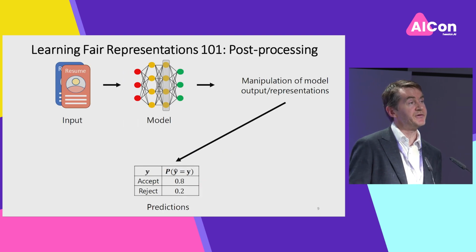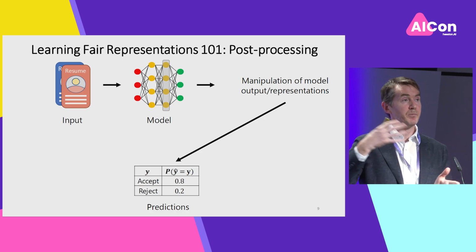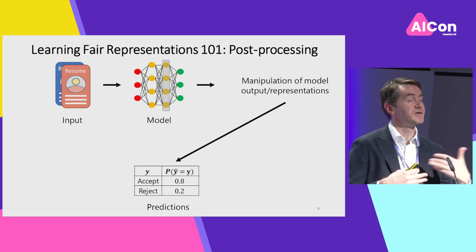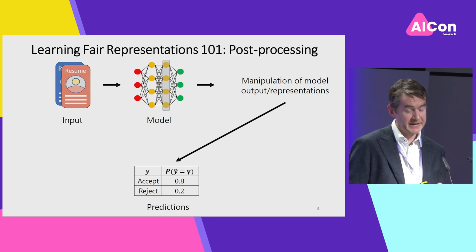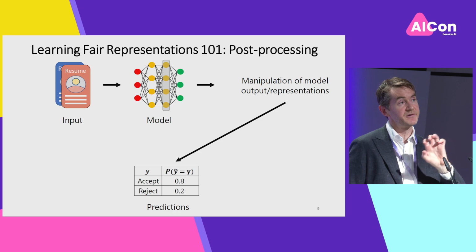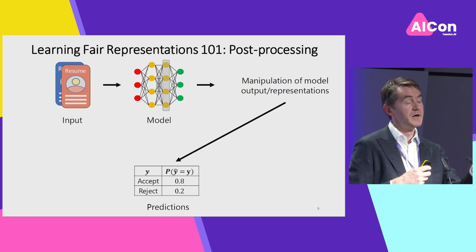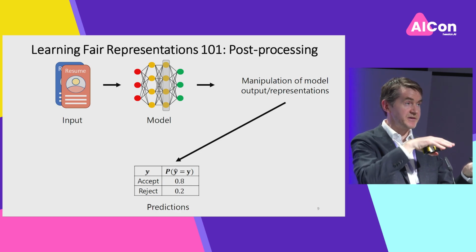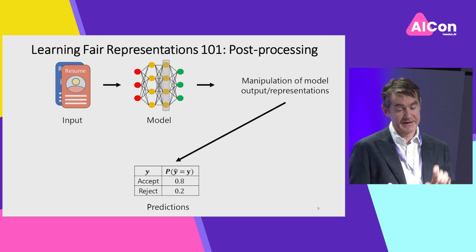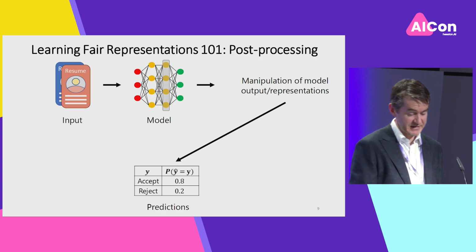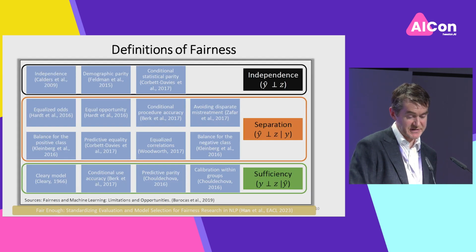And then post-processing is where we train a model, and then post hoc we do some manipulation to either the outputs or the representations that it's learning. So something like we do linear projections over the learned representations from that model, to have a post-processor to try to do some projection into a space which is hopefully less biased, something like iterative null space projection, for example. Okay, so these three different approaches.